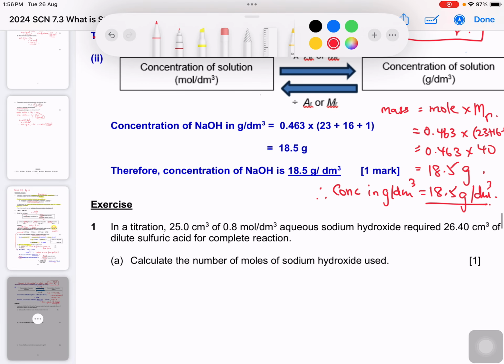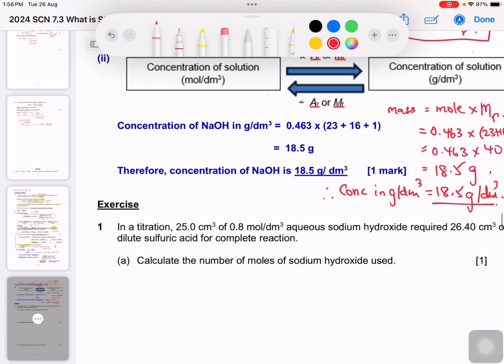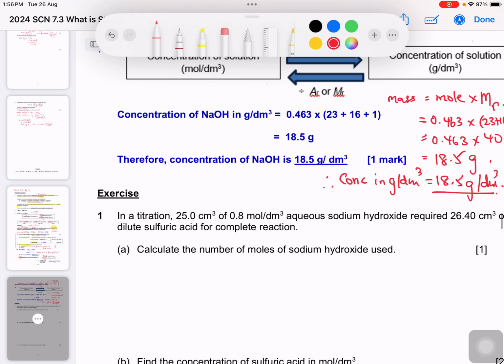Right, now let's do exercise. In a titration, again, we have so many numbers. Let's tag all the numbers, okay? 25.0 cm cube is a volume. Volume of what? What substance? So this is volume of NaOH. Okay, 25 cm cube.